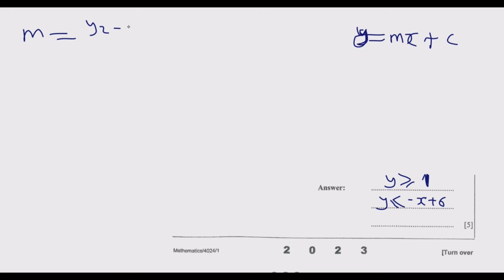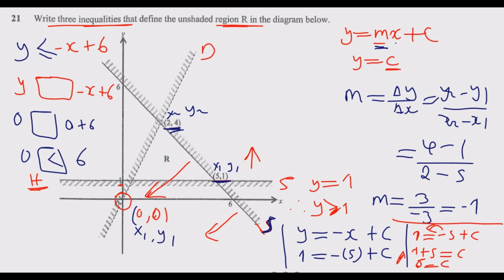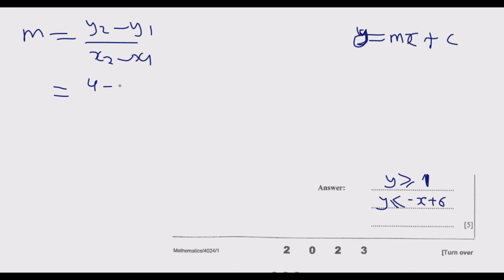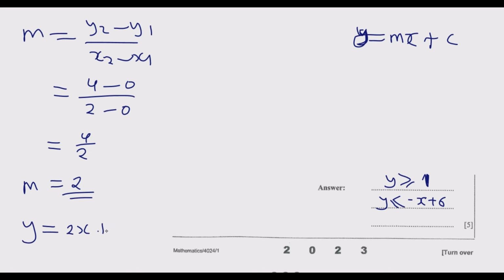So we have m equals y2 minus y1 over x2 minus x1. So y2 is 4, y1 is 0, x2 is 2, and x1 is 0. So this is straightforward. It will be 4 minus 0 over 2 minus 0. And the line is upward sloping, so it's positive. So 4 minus 0 is 4, divided by 2 minus 0, which is 2. So 2 is the value of m. So now we know the value of m, we can substitute: y is equal to 2x plus c. Now what we need to do is to find the value of c.